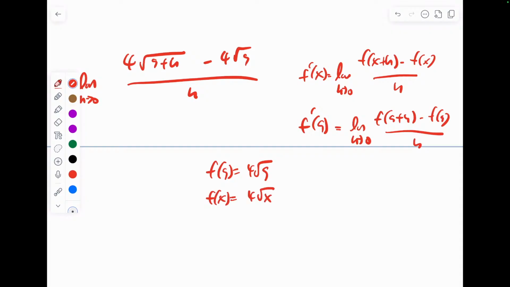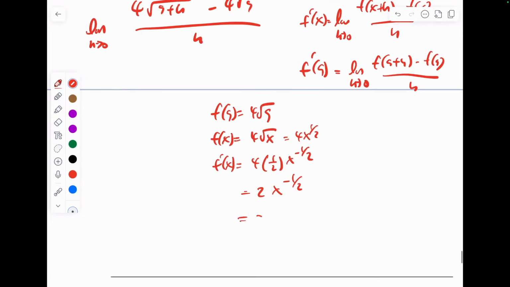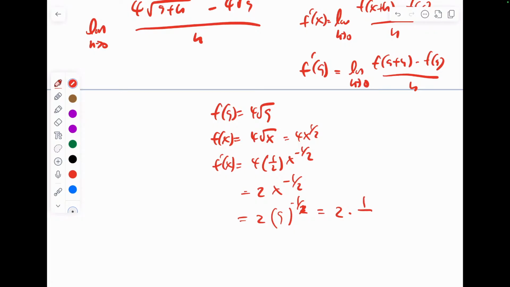I'm going to take the derivative of this, which is 4x to the 1/2. So that's going to be 1/2 x to the negative 1/2, and that gives you 2x to the negative 1/2. Now I'm going to plug in 9. So it'll be 2 times 9 to the negative 1/2, which is 2 times 1 over root 9. So it'll be 2 over 3, I think. Is that right? Yeah. You got it. Any questions?